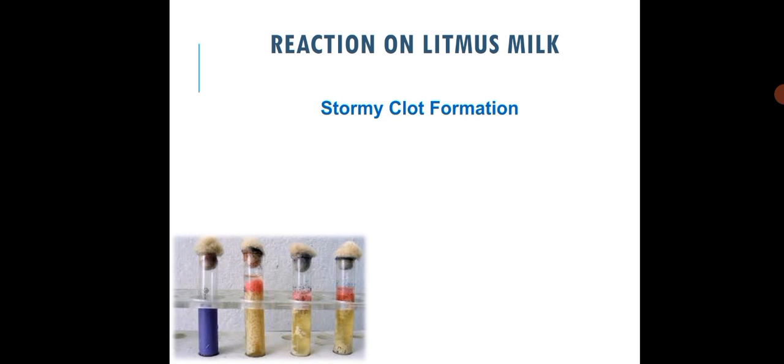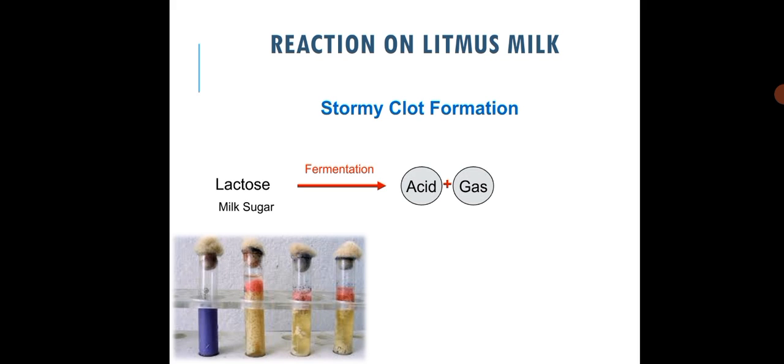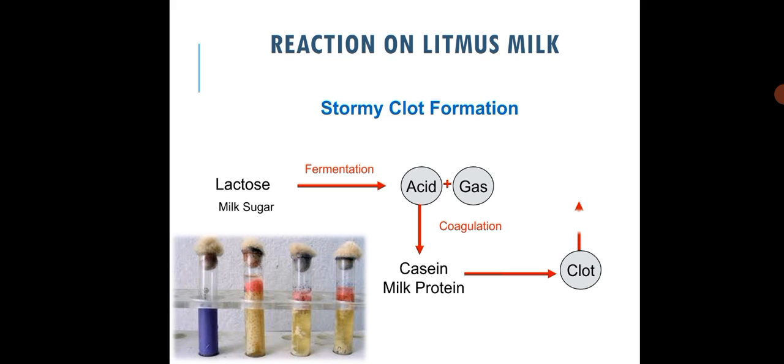Reaction on litmus milk, that is stormy clot formation, where lactose, that is milk sugar, can undergo fermentation to acid and gas. This acid coagulates casein milk protein, which in turn forms clot. In presence of gas, it causes stormy clot.